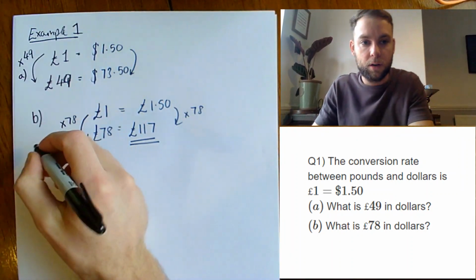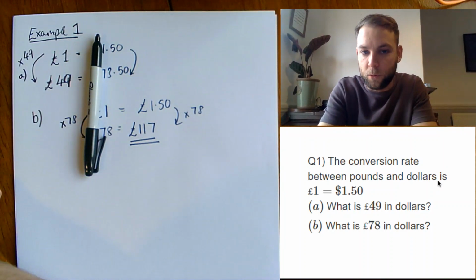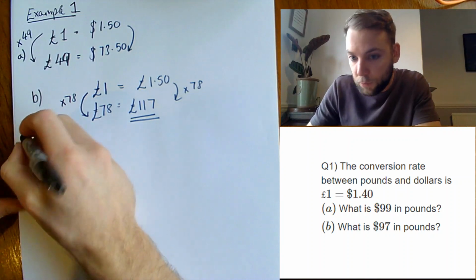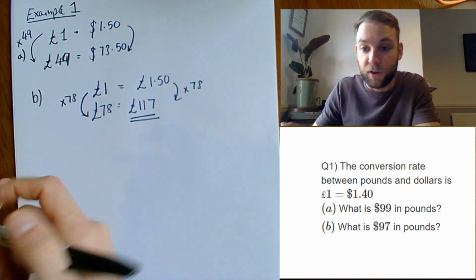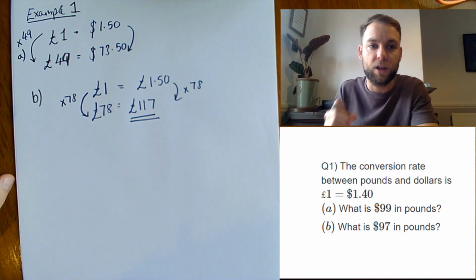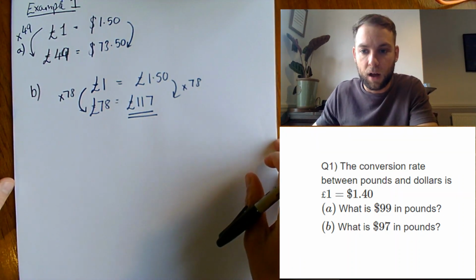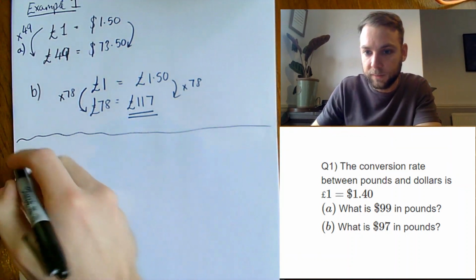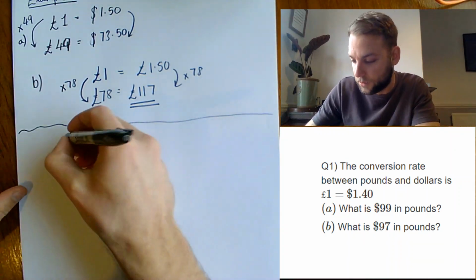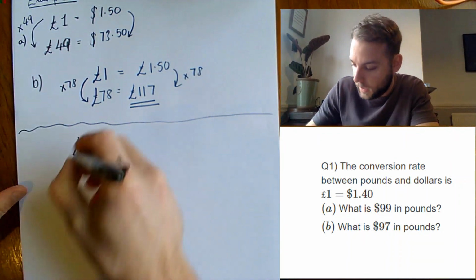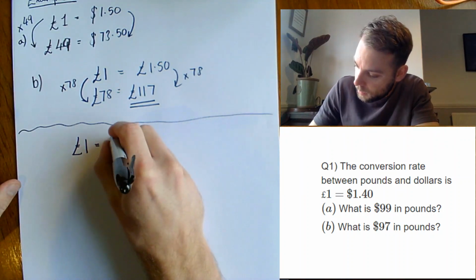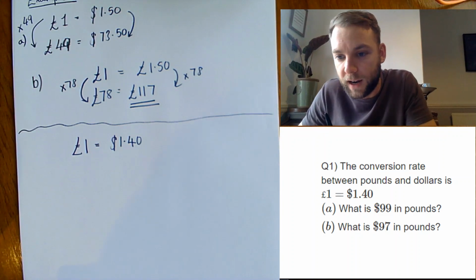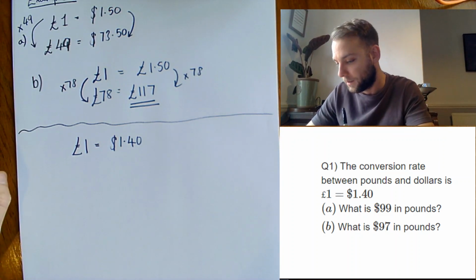We know that's done. So let's have a look now at example 2. This one's a little bit different now. We've got the conversion rate, and it's actually different. That's quite common, actually. Conversion rates don't stay the same. So don't think, why is that conversion rate different? Because they do change day by day, these conversion rates. The conversion rate this time between pounds and dollars is that £1 is equal to $1.40 this time. What is the conversion rate of $99 in pounds?